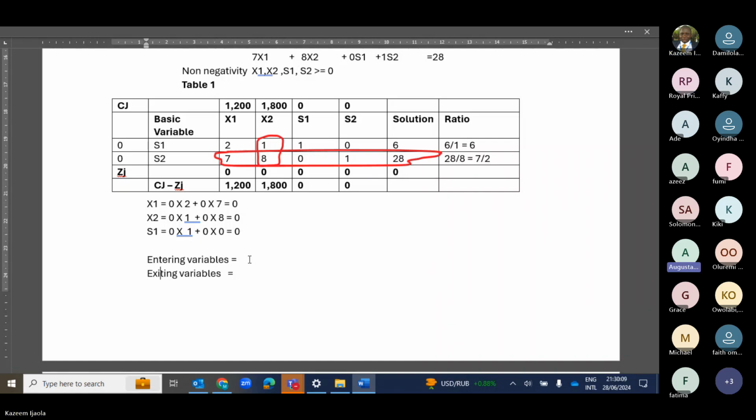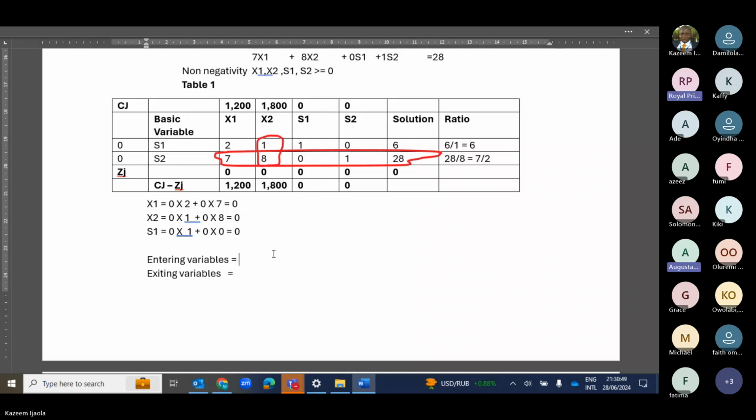I don't know. Okay, I think in the last class you mentioned that the exiting variable has to be the one that would leave, that's the lowest. And the entry variable has to be the one that's the highest. So tell me which one now is the entry, and which one is the exiting?